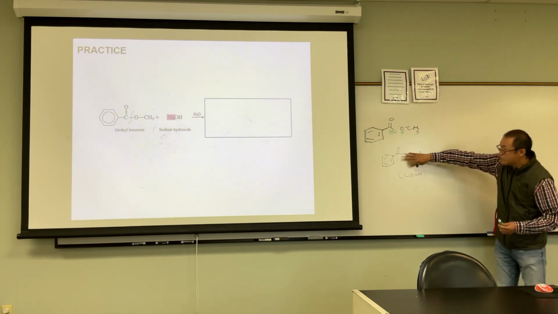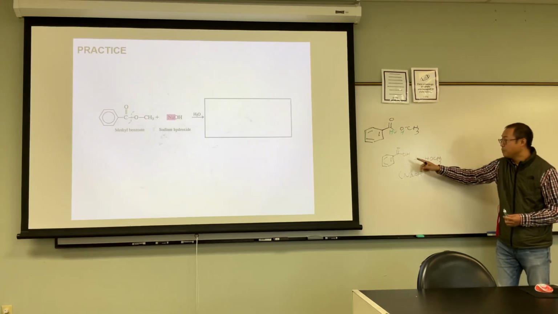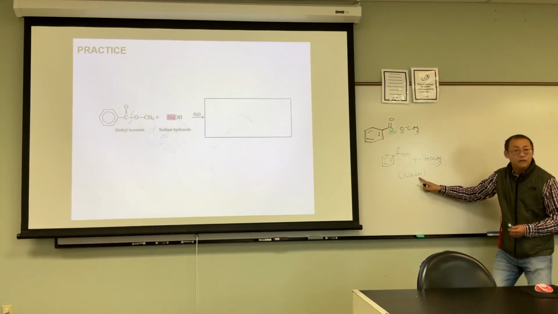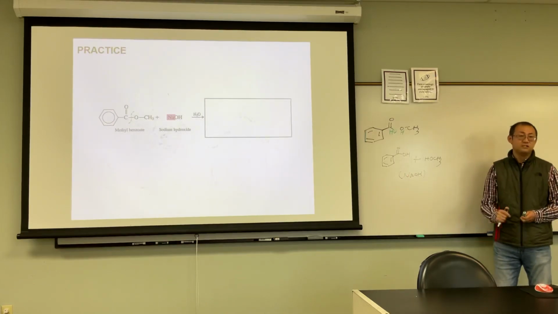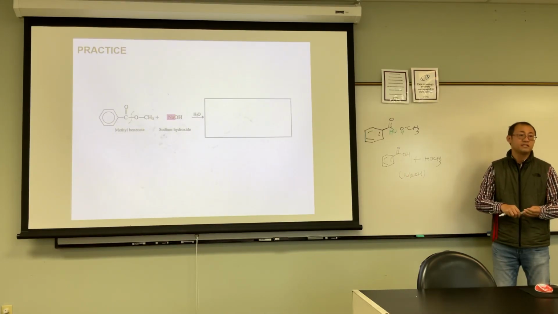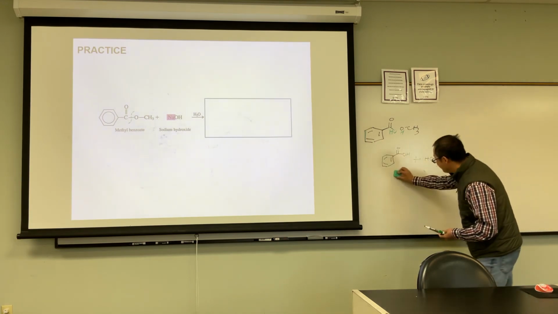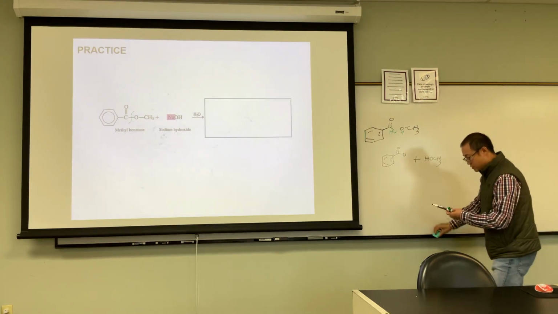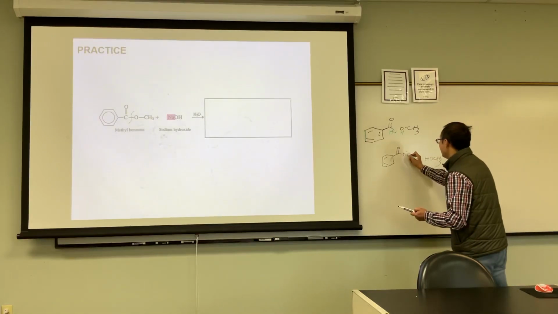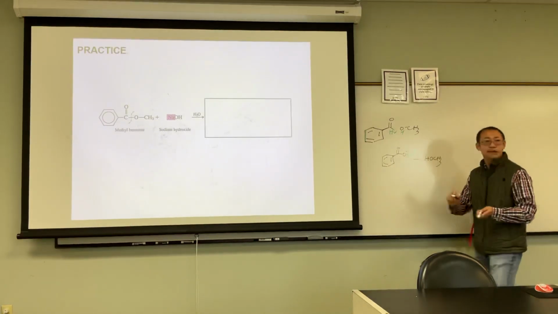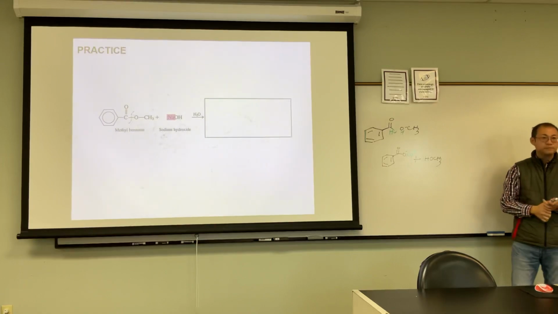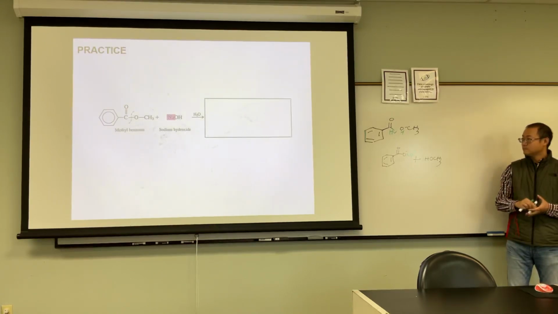So the acid-base reaction is simply what? The H plus and OH minus reacting to give water. So that's why with the base present, your products are O minus and Na plus. Okay, these are the products.